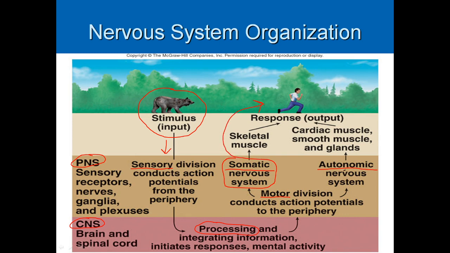Now, at the same time, his autonomic nervous system is going to kick in, and he's going to speed up his heart. He's going to constrict his blood vessels. He's going to secrete adrenaline. He's going to increase his respiration as he's running. So this is just a good example of how the nervous system is organized.